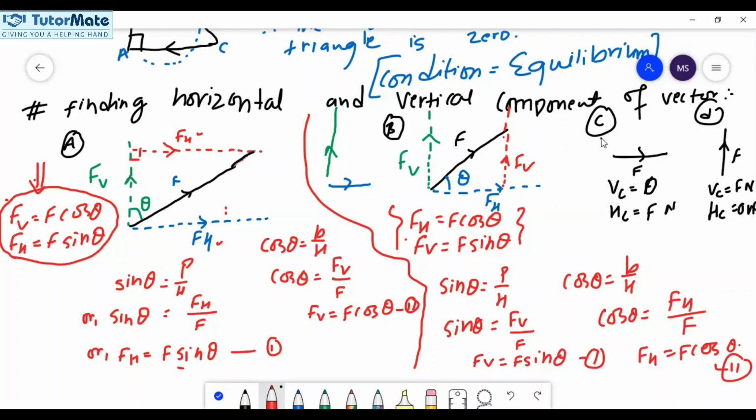And for case C and case D, I already said that in case C, we don't have any vertical component since the object is moving horizontally. So the vertical component is 0 Newton. And for D, the horizontal component is 0 Newton because the object is not moving horizontally. The cases A and B would be different. Got it? Yes.